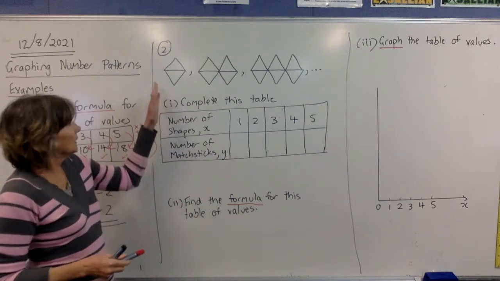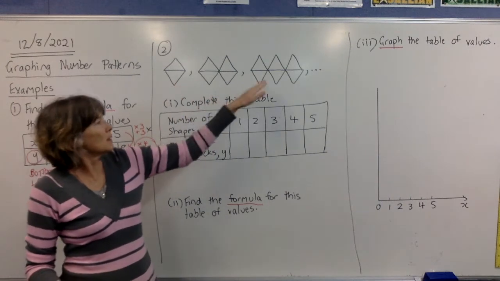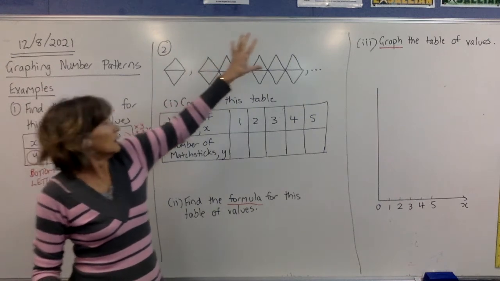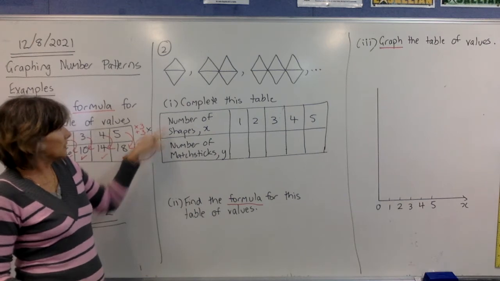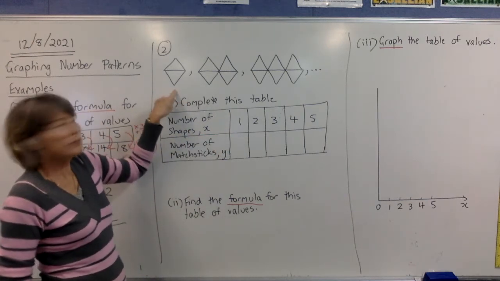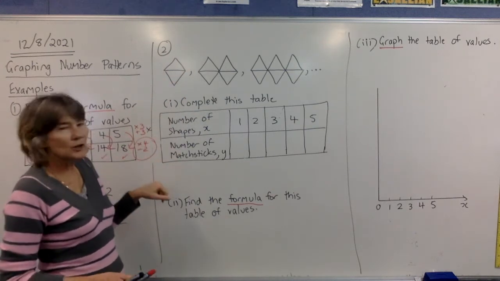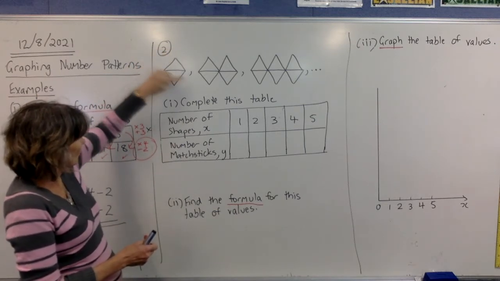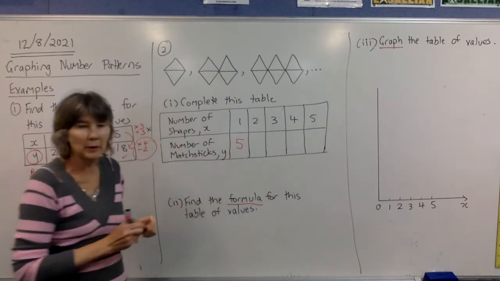So let's have a look at it. This is our diagrams that they've given us, our shapes. There's commas between to show this is the first one, this is the second one, and this is the third one. So it says number of shapes. If we have one shape, in other words, the first term, how many matchsticks have they used? They've used 1, 2, 3, 4, 5. So we're going to write a 5 down here, 5 matchsticks used in that one.